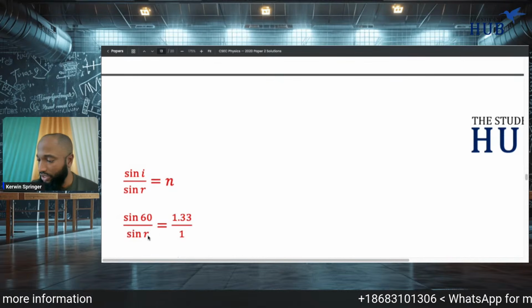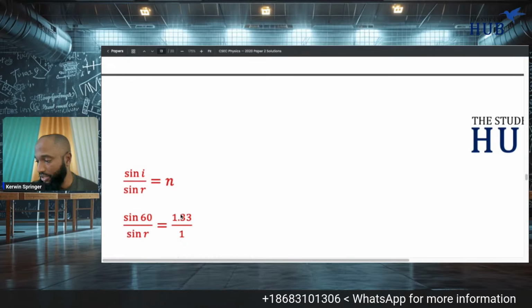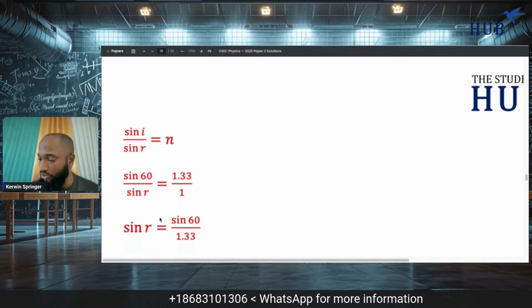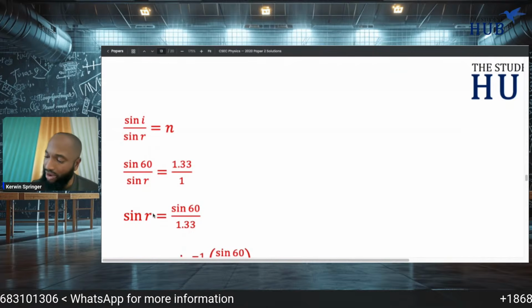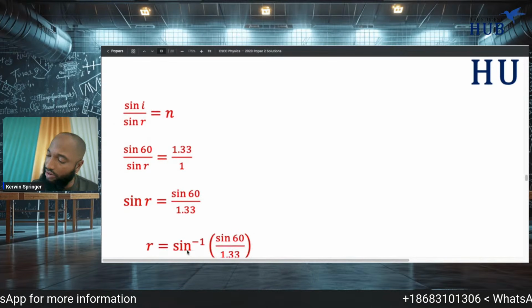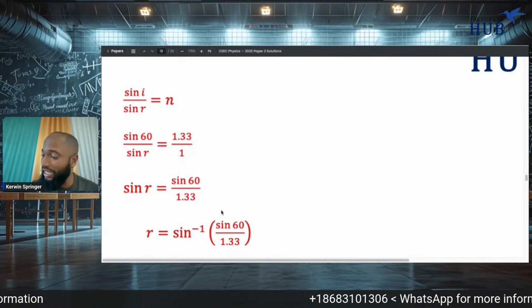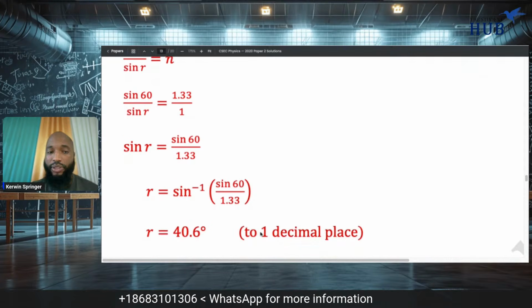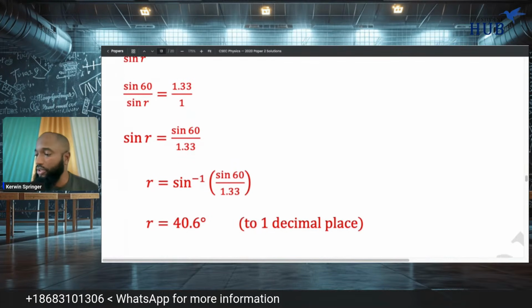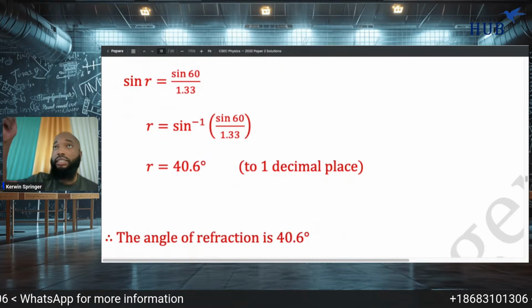So I have it back to front here. Same thing. Bring up the sine R, bring down the 1.33. So you should end up in this situation, and R is the sine inverse of that. Now I would just go ahead and put this entirely into my calculator, and you should get 40.6 to 1 decimal place. No problems there, right, class? Everybody good?